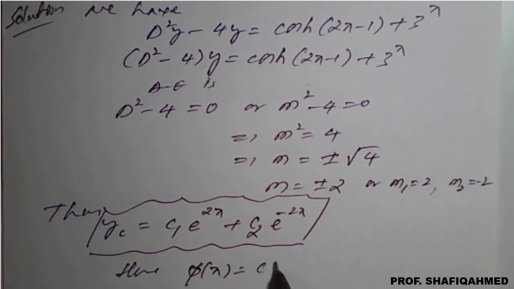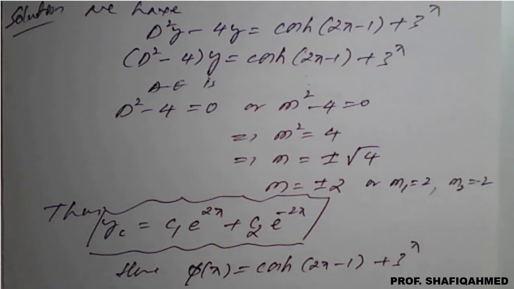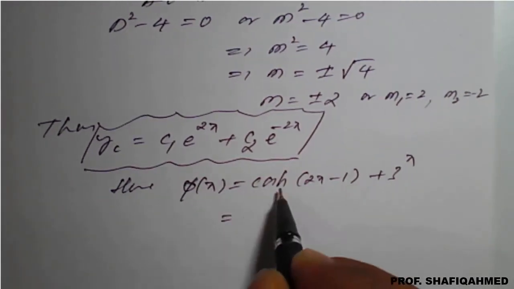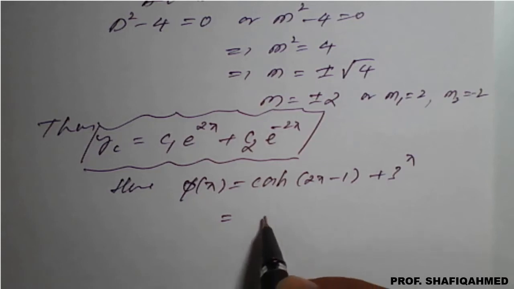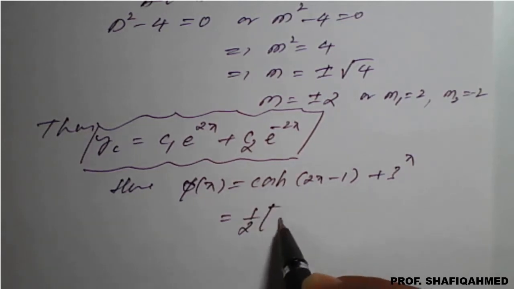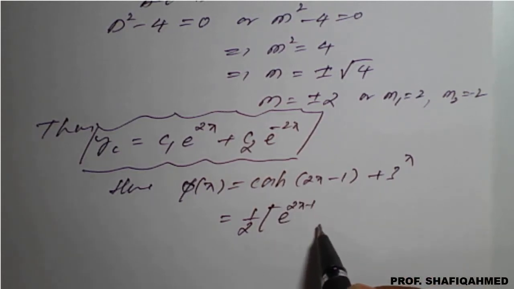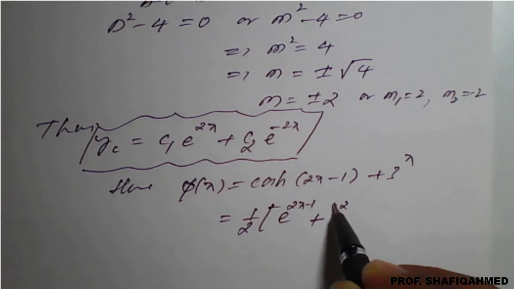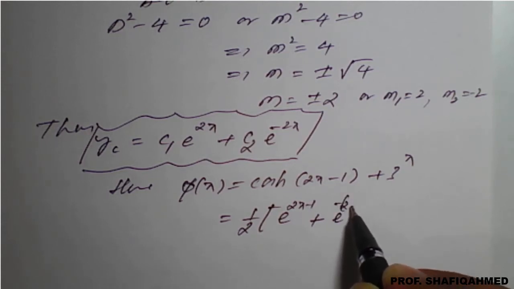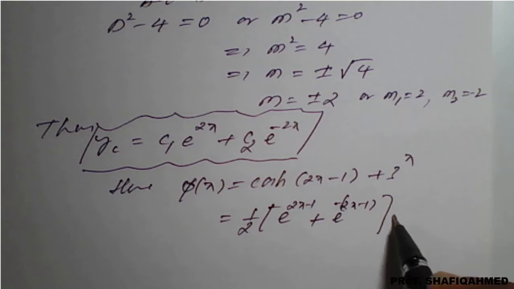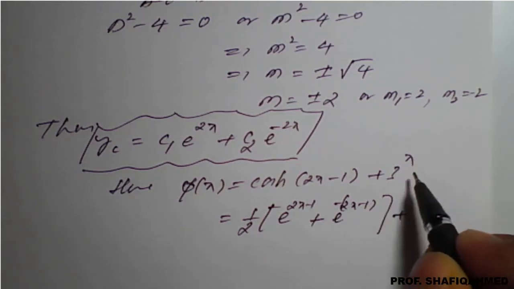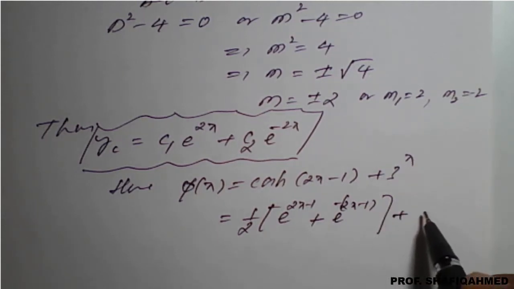So once we get the complementary function, the right hand side is from the given question our phi of x, cos hyperbolic of 2x minus 1 plus 3 raised to x. I will simplify it here. Cos hyperbolic of 2x minus 1 is nothing but 1 by 2 times e raised to 2x minus 1 plus e raised to minus (2x minus 1), plus a raised to x form. A raised to x is nothing but what here? We have to apply that formula.